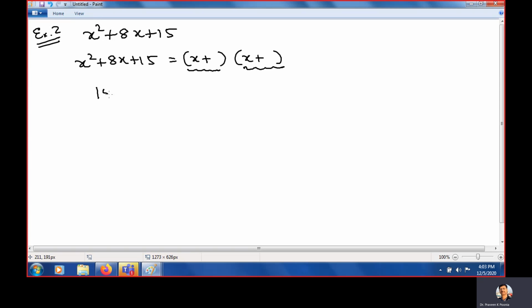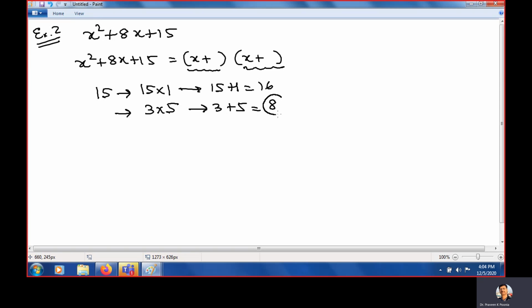Now find the factors of 15. What are the factors? 15 times 1. What is the other factor? It is 3 times 5. There are two factors only. Clear? Now find the sum. 15 plus 1 is 16. 3 plus 5 is 8. So what factors are we going to use? The 8, because here is also 8. So we will use 3 and 5.